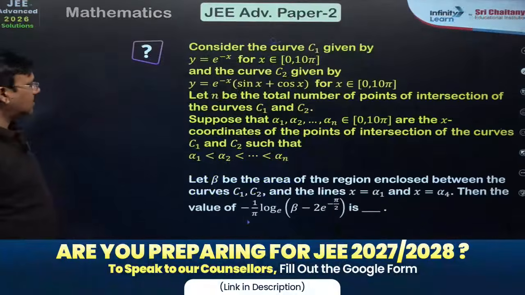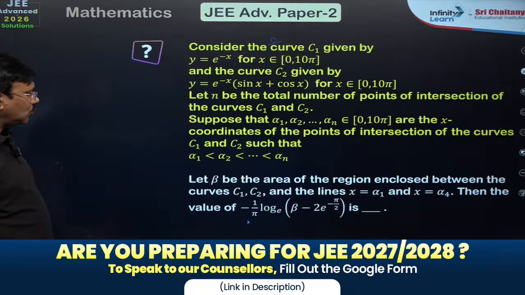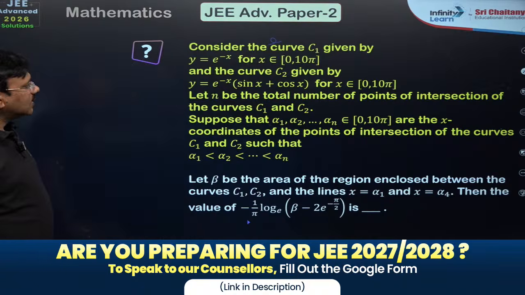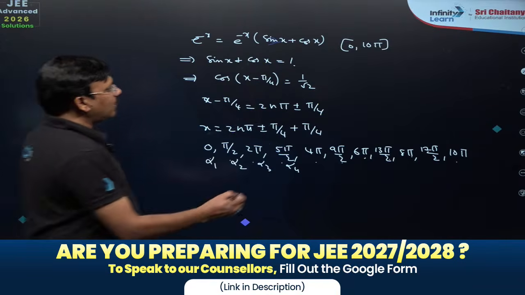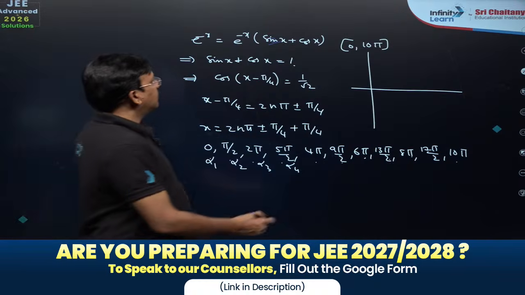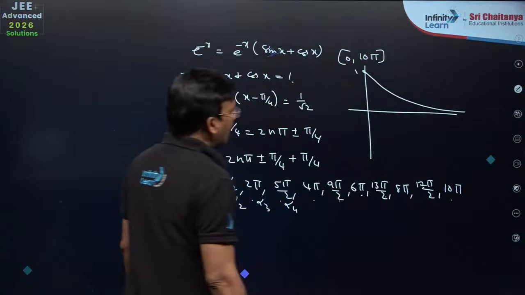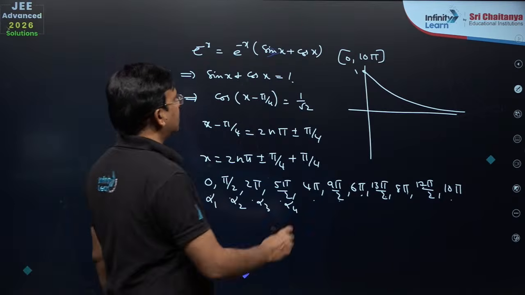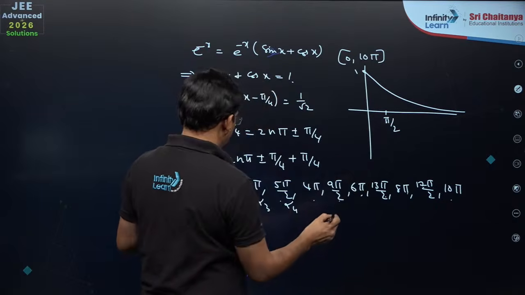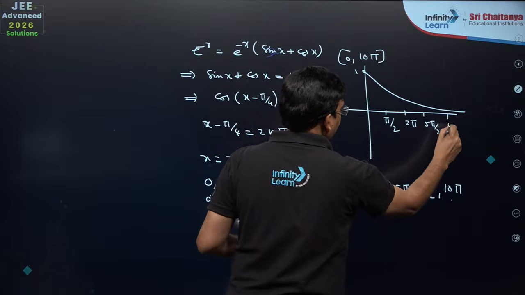In the next question, he is asking to find the area of the region enclosed between the curves C1, C2 and the lines x is equal to alpha 1 and x is equal to alpha 4. Okay. So friends, if you draw the graph, e power minus x graph, at 0 it is 1, then it goes like this. And e power minus x into sin x plus cos x, at 0 it is 1, then they will intersect at pi by 2, 2 pi, and then 5 pi by 2, and then 4 pi, like this.